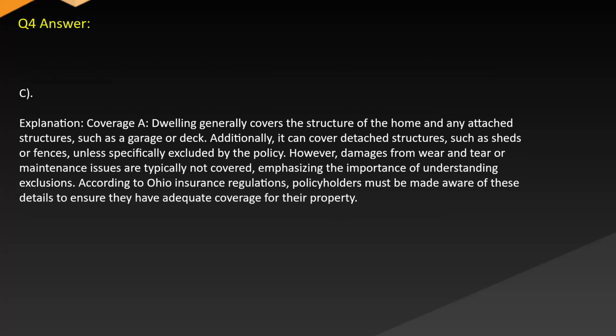Answer. C. Explanation. Coverage A, Dwelling, generally covers the structure of the home and any attached structures, such as a garage or deck. Additionally, it can cover detached structures, such as sheds or fences, unless specifically excluded by the policy. However, damages from wear and tear or maintenance issues are typically not covered, emphasizing the importance of understanding exclusions. According to Ohio insurance regulations, policyholders must be made aware of these details to ensure they have adequate coverage for their property.